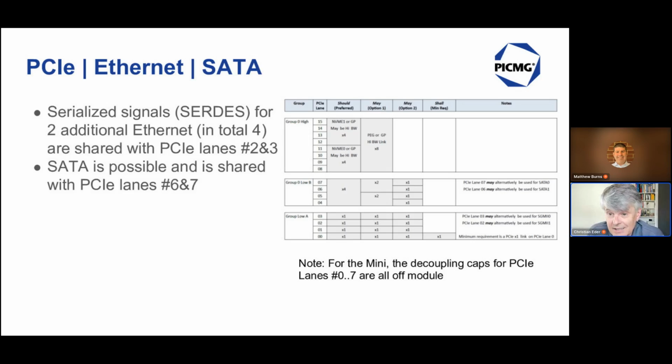Lines 6 and 7 might be used, or may be used, so that's spec language, as SATA lanes. I don't believe that SATA has that much importance nowadays, as we have NVMe, the PCI Express attached devices, which are much faster, but there's still the option for a certain backwards compatibility.